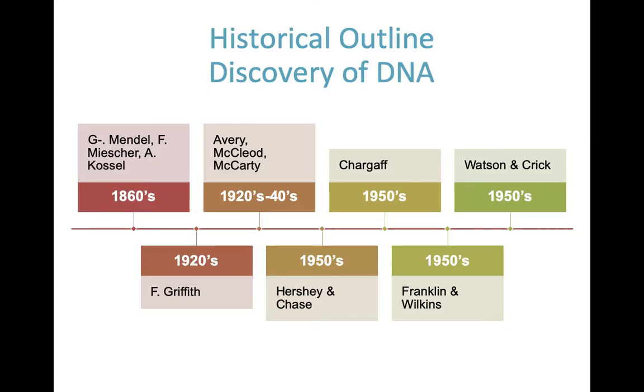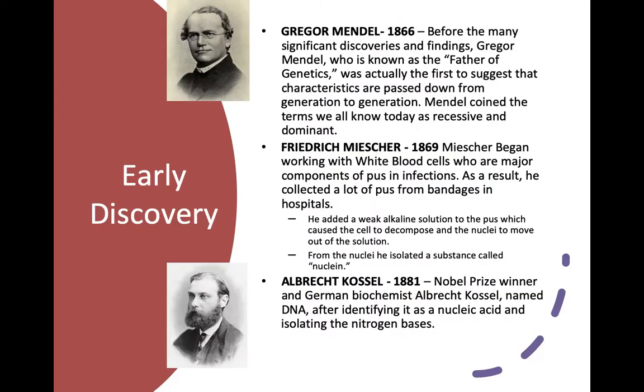So here we start with the historical outline of the discovery of DNA, and this is where you're going to start taking some notes. Starting in the 1860s, when DNA was actually discovered, and then moving on all the way to the 1950s, where the structure of DNA was discovered. First we're going to start with Gregor Mendel.